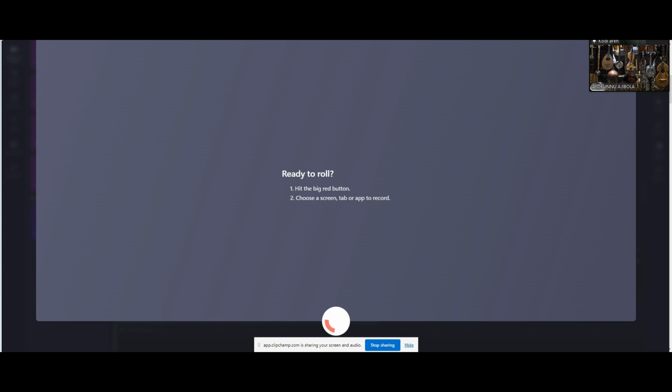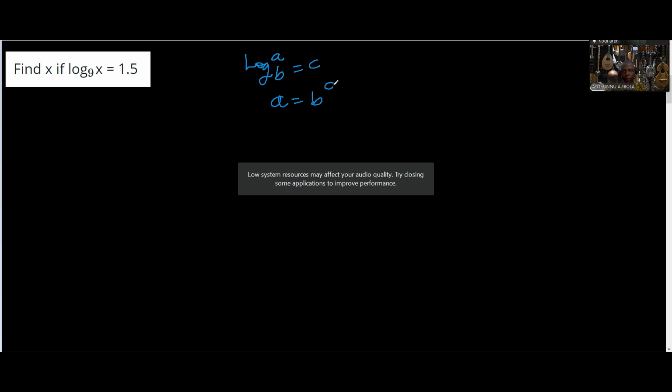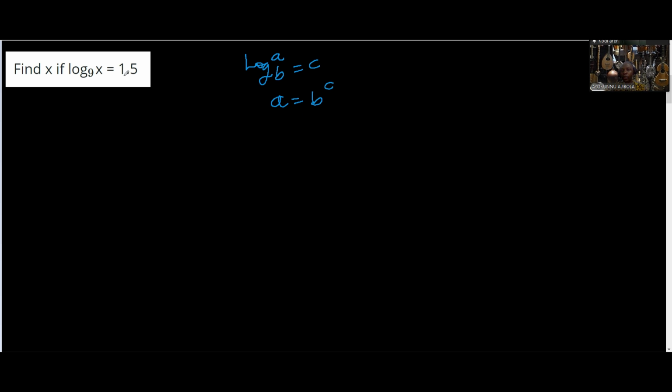Okay. And it's also going to involve some combination of the theory of logarithms. So we have, if log of x base 9 is equal to 1.5, we should find x. The main thing we're going to use is this theory that says if log a base b equals c, then whenever you see equal to, you can think of this: a equal to b raised to power c. With this, a is x, b is 9, and c is 1.5. So x equal to 9 raised to power 1.5.